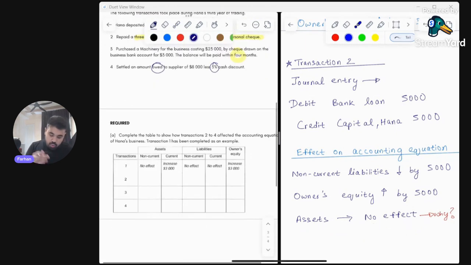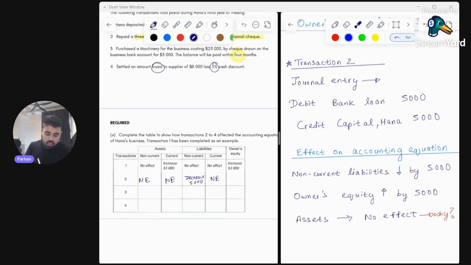So in this table, we understand that there is no effect on non-current assets. I'm just writing NE in short, nor is there any effect on current assets. But for the liabilities section, we understand that non-current liabilities are decreasing by 5,000. Okay. And for the current liabilities, we've got no effect.